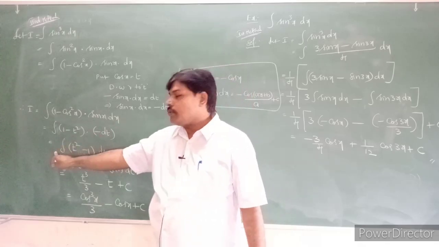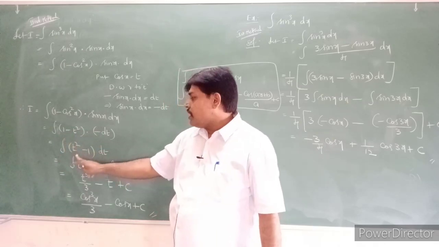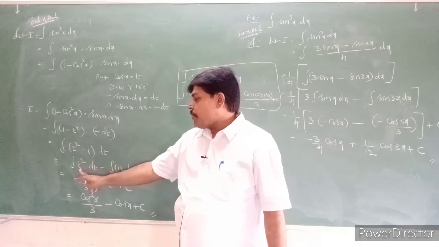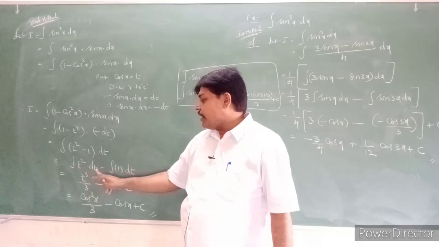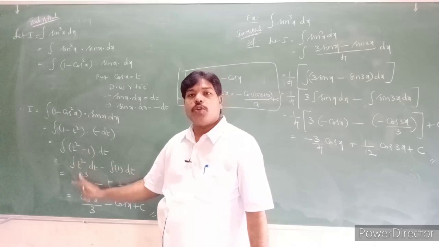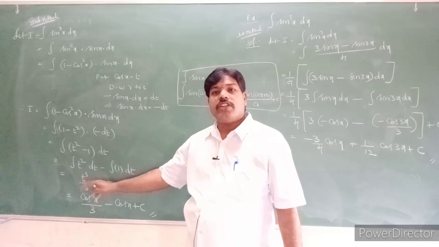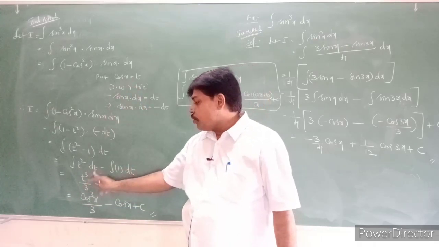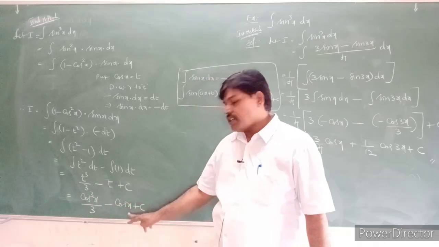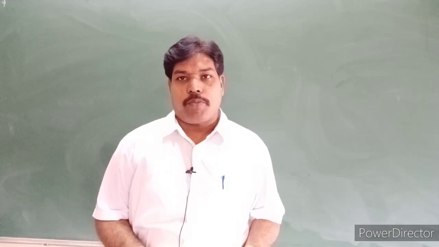Take this minus out, or otherwise you can apply the minus here. 1 minus t square will become t square minus 1 into dt. So the problem is integral of t square into dt minus integral of 1 into dt. So integral of t square is t cube by 3 minus integral of 1 is t, plus c. So what is the t value? T value is nothing but cos x. So t cube is cos cube x by 3 minus t value, which is minus cos x, plus c.